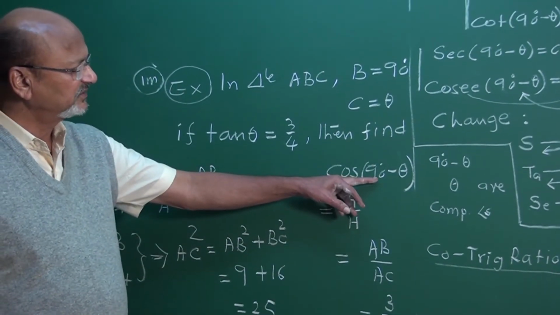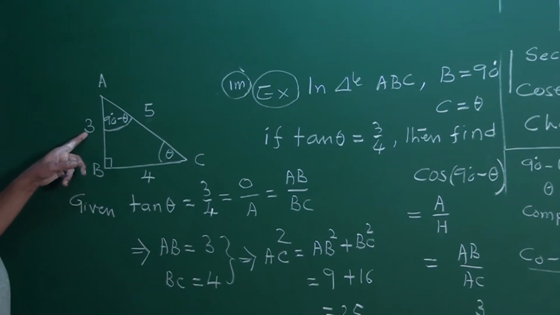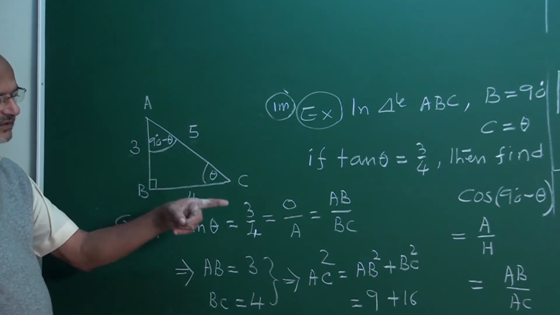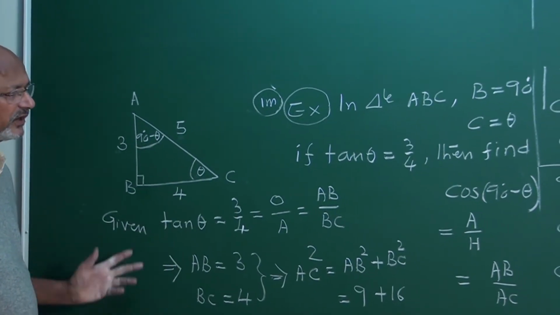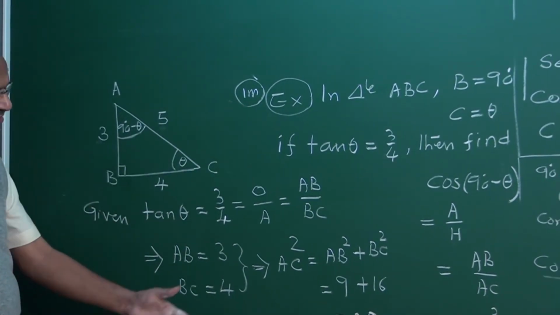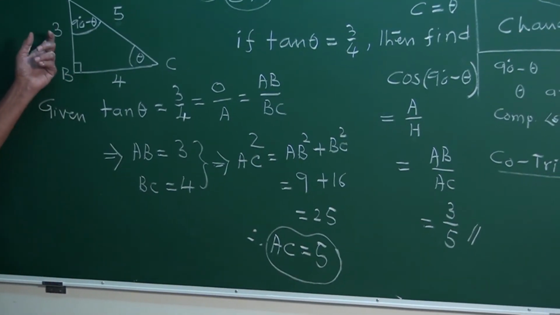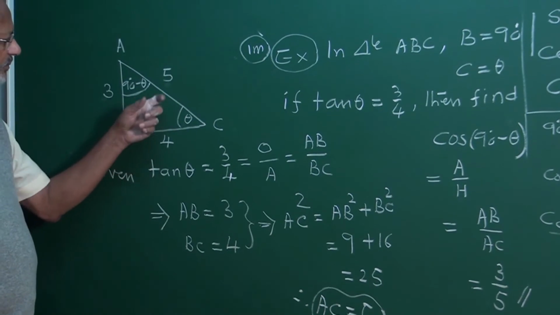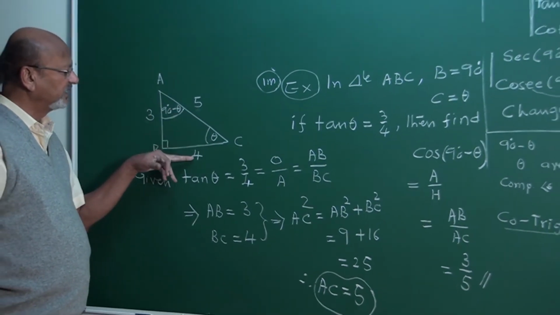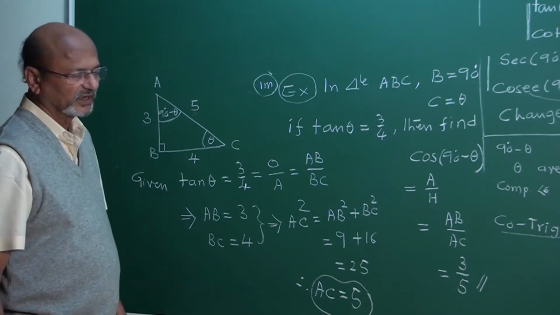Either you directly write it, or otherwise cos 90 minus theta is sine theta. What is sine theta? Opposite side upon hypotenuse. That is also, my friends, nothing but 3 by 5, in any manner. It is a one mark question, so there is no need to go for all these things. The Pythagorean triplets are very well known: 3, 4 remaining 5; 3, 5 remaining 4; 4, 5 remaining 3. You can use them directly.